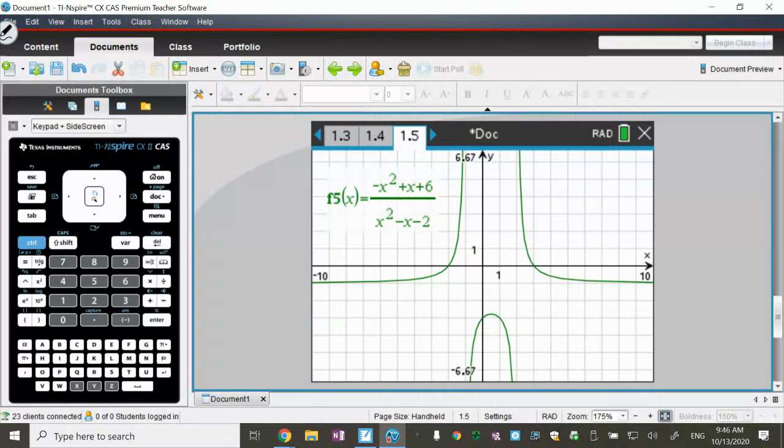But if this really kind of messes you up, try playing around, especially if you have the graphing calculator at home or if you use Desmos, to see, can I get this to work out? These are rational functions.